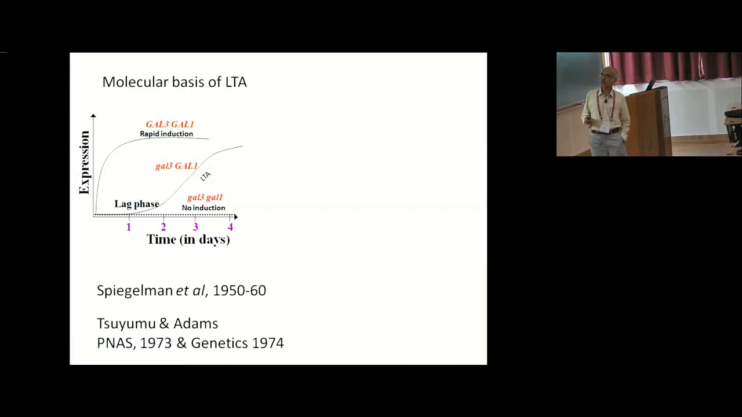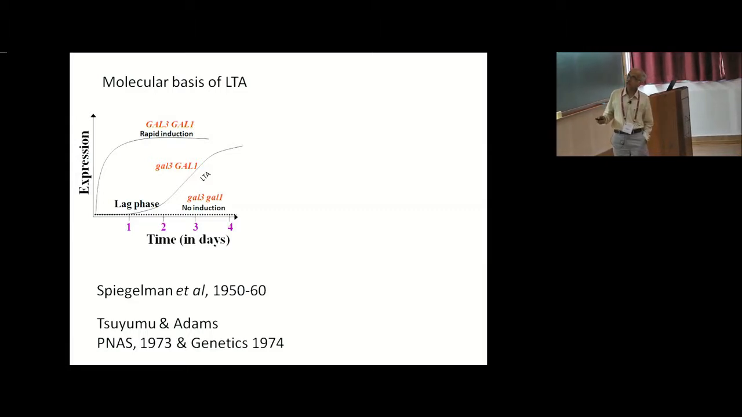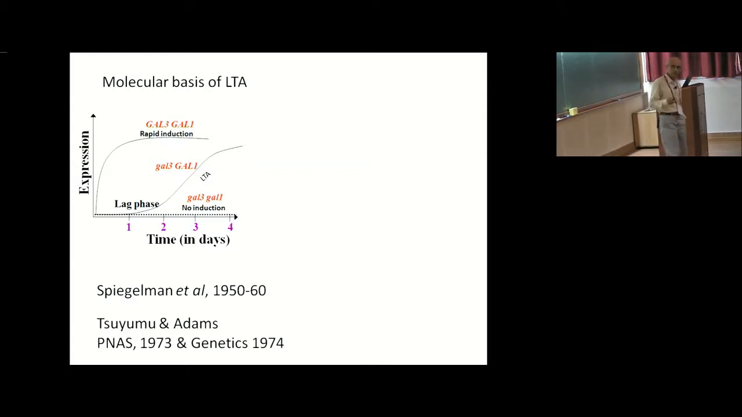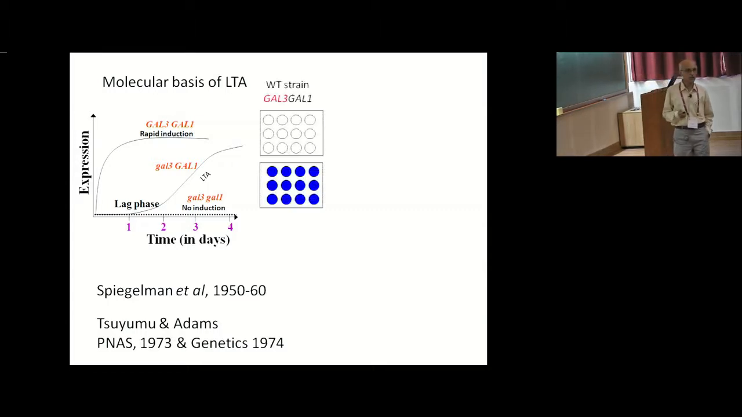The question then is, why does a Gal3 deletion strain, despite having a redundant signal transducer, take a long time? People tried to understand this problem in the early 50s, 60s, 70s, and they came up with different explanations, okay? The explanation was the following.